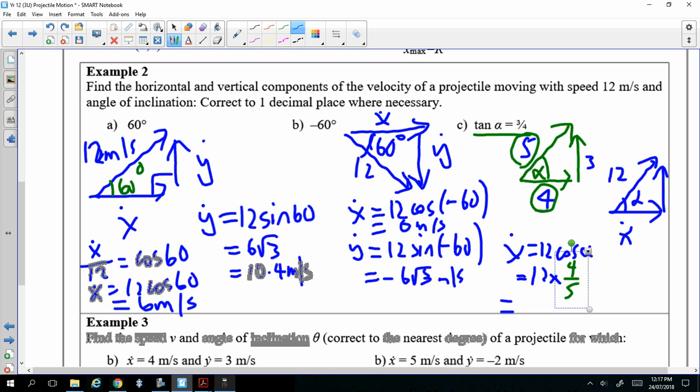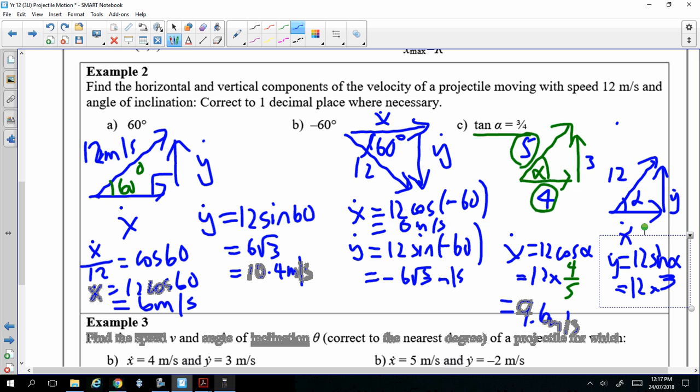meters per second. And on the other hand, to work out y dot, you have to go y dot equals to 12 sine alpha, which is equal to 12 times 3 over 5, which is 36 over 5, so 7.2 meters per second. Okay, so note that what you do when they give you tan alpha is 3 over 4, you do not need to find the angle alpha because you will not be exact. Okay, so we've got all three different examples.